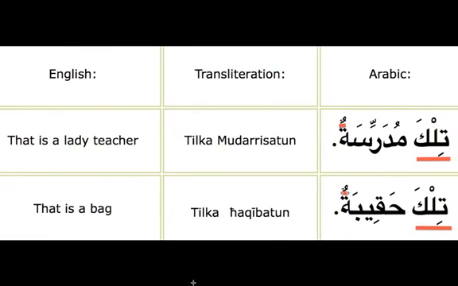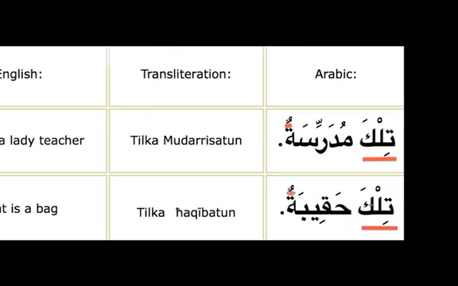So let's do some examples, inshallah. We have tilka mudarrisatun, that is a teacher. Mudarrisatun, the ta marbuta is feminine. This same thing will come as a mubtada. Tilka, like hada, hadihi, dhalika, will be mubtada, and mudarrisatun, an indefinite noun, will be khabar, and you can see the ta marbuta. So they have to match, inshallah. Then tilka haqibatun. It can be a female or a feminine object. Haqiba is bag. So tilka haqibatun. It is used for both human beings and objects.